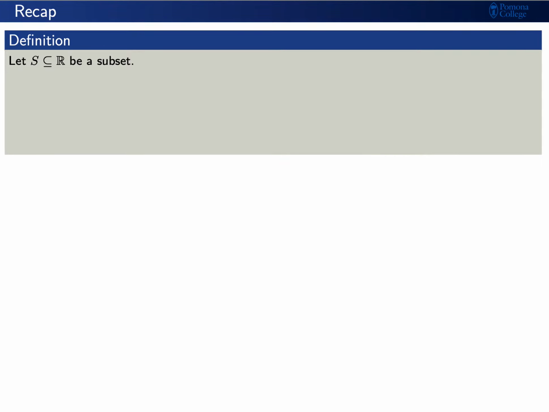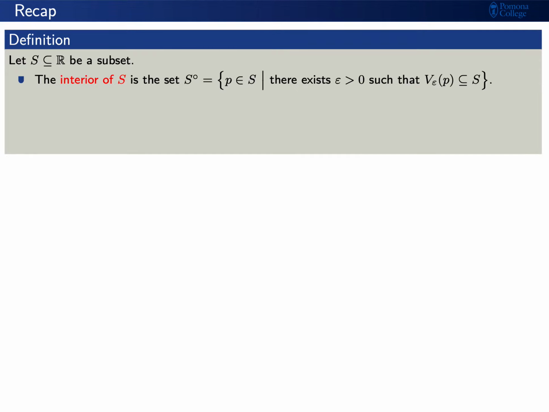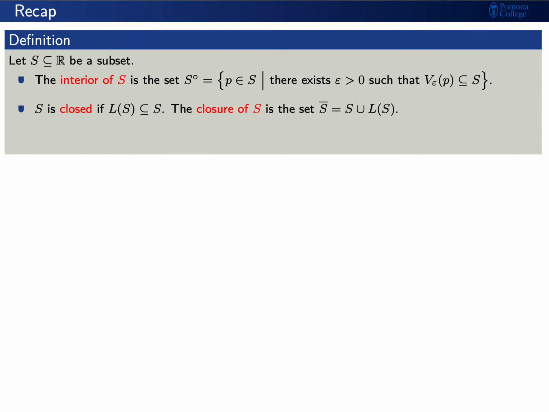Again, let's say the capital S is a subset. We'll denote the interior of S, S superscript circle, as the set of points P in S such that there exists a positive epsilon such that V sub epsilon of P is contained in S. We'll say that our subset S is closed if L of S is contained in S. That is, every limit point of S is a point in S. The closure of S, which we'll denote by S bar, is the union of S with its limit points, S union L of S. The complement of S, denoted by S superscript C, is the set of real numbers x that are not elements of S.